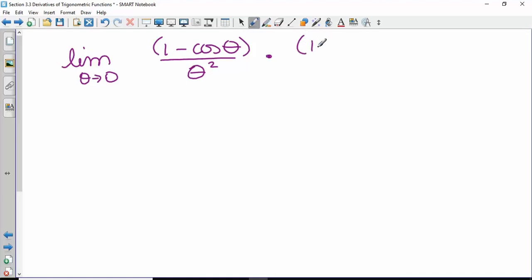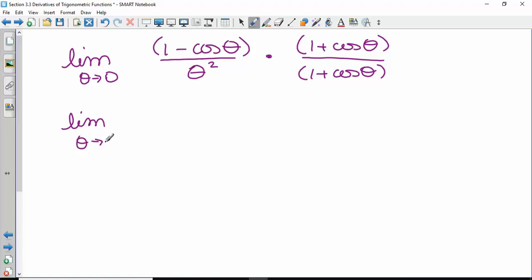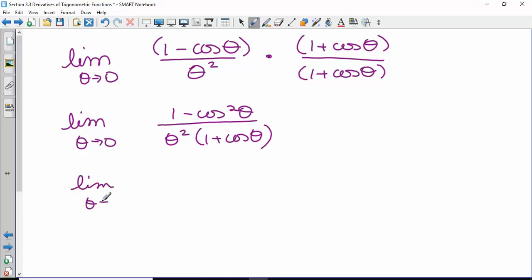Yeah, let's do that. So if we FOIL the top, we get 1 plus cosine and minus cosine drop, minus cosine squared theta. The bottom, I'm not going to multiply this out, I'm just going to leave it like this. How does that help? The 1 minus cosine squared can turn into sine squared.